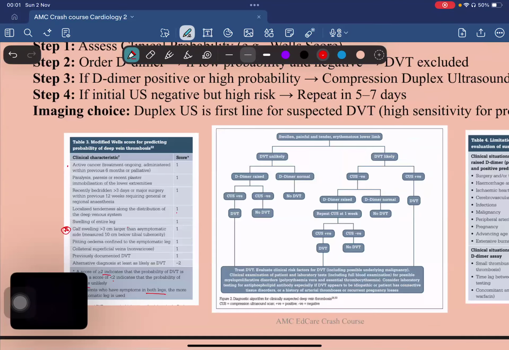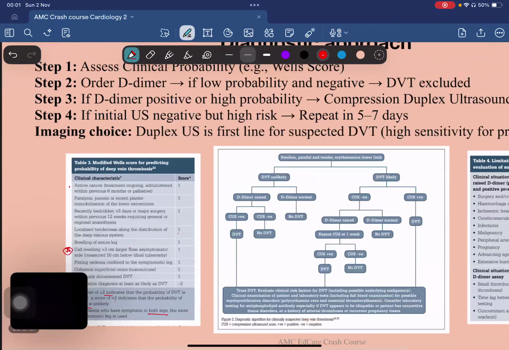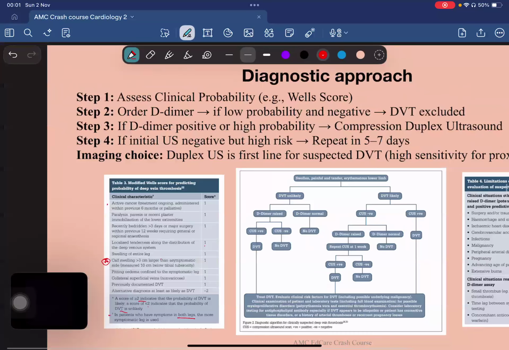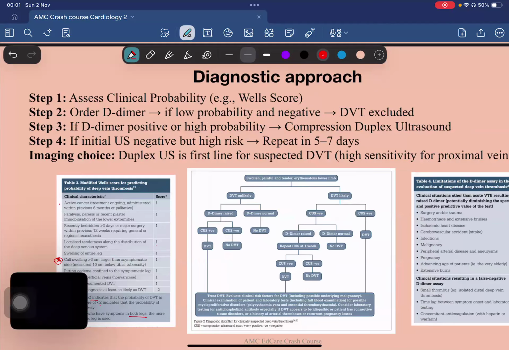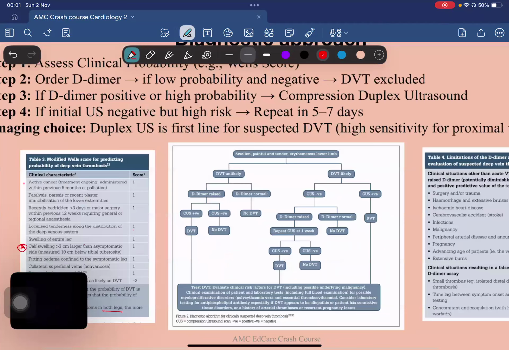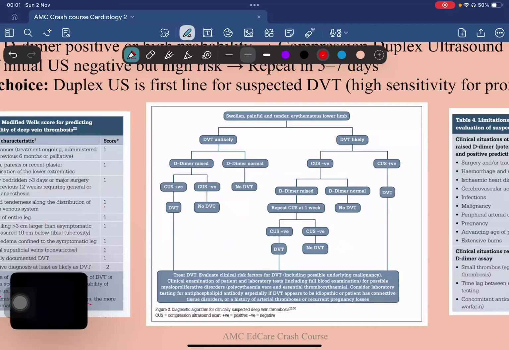So step one is we would use the Well score and assess the clinical probability, and we would decide if it's a DVT likely case or an unlikely case. And what we would do is, if DVT is unlikely, if the probability is low, we would do a D-dimer test.